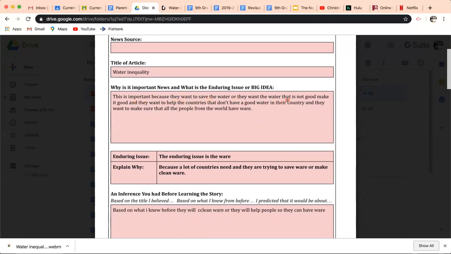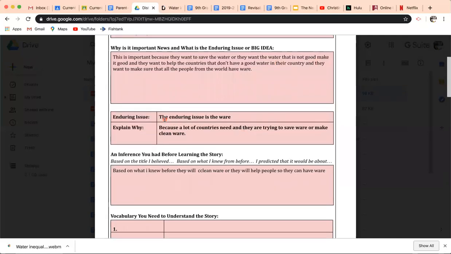Or they want the water that is not good, make it good. They want to keep countries not very clear, and there's this constant typo. Okay, make sure you're checking how you spell things. War, that's what they hear, but the word is water. Okay, enduring issue. The enduring issue is the war. No, water. But water is not an enduring issue. Scarcity, inequality, those are enduring issues.